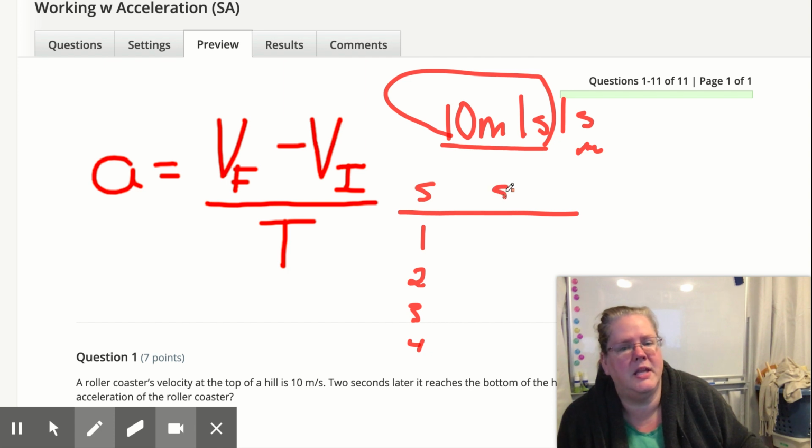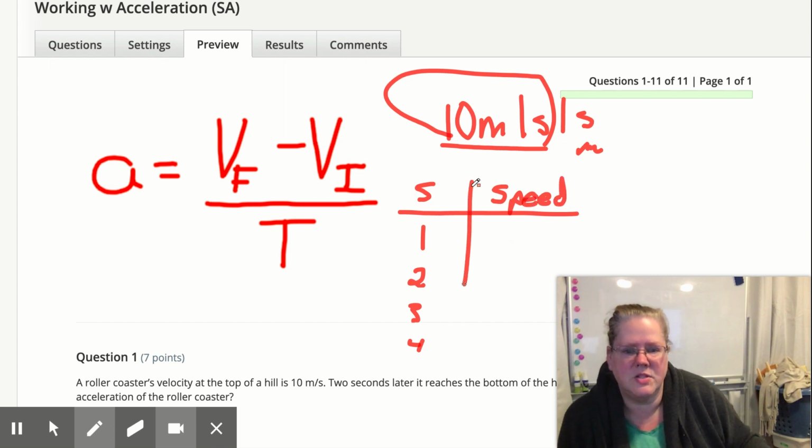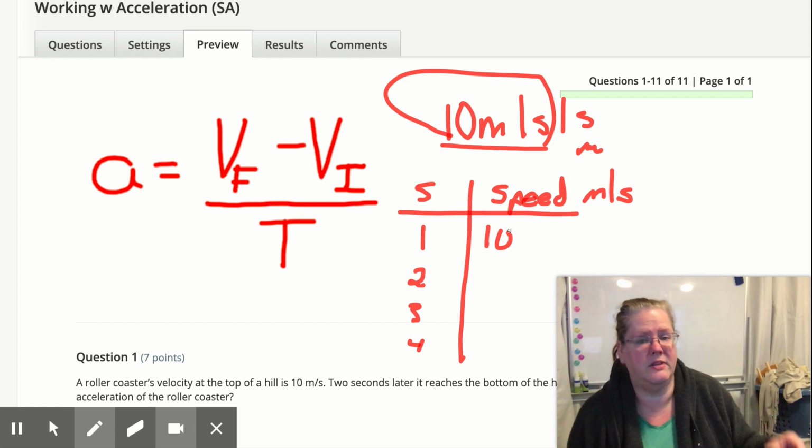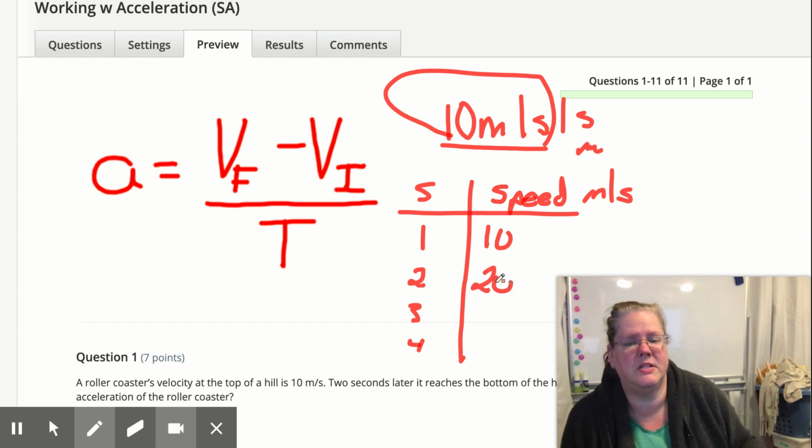So what's my speed at each of these time frames? After 1 second, I'd be going 10 meters per second. And forgive me, but I'm going to put the unit over here so I don't have to write it each time. Another second passes, I increase by another 10 meters per second, and after 2 seconds I'd be traveling 20 meters per second. After another second passes, I increase by yet another 10, so I'd be going 30. And at 4 seconds, 4 times 10 is 40.